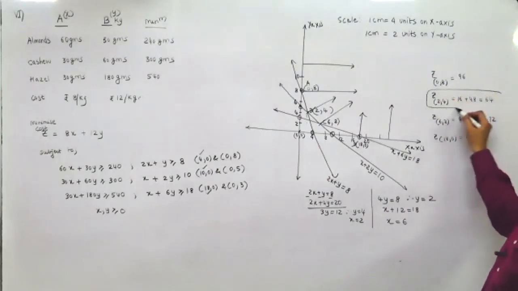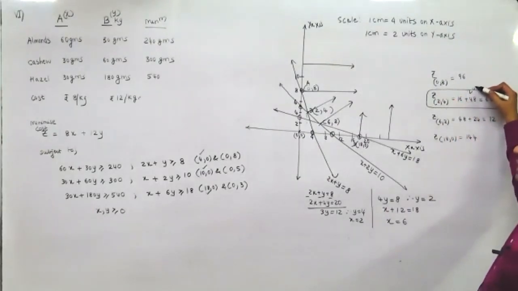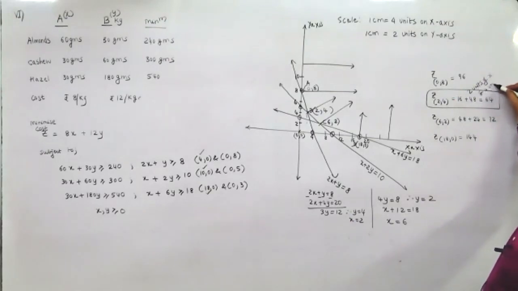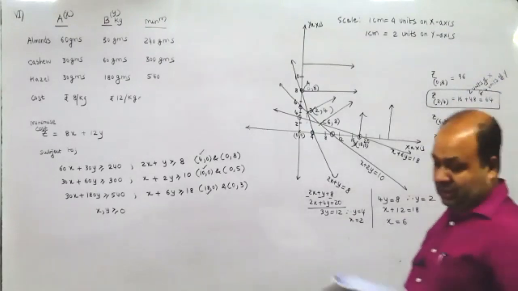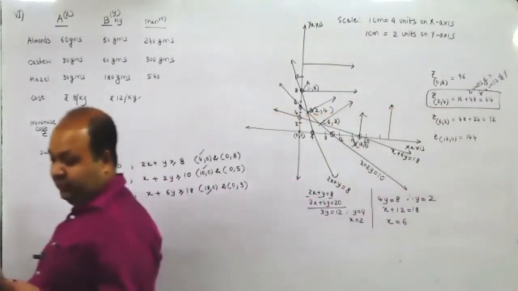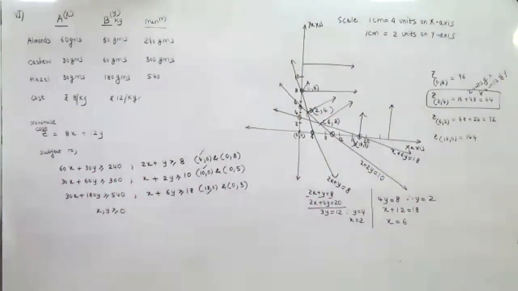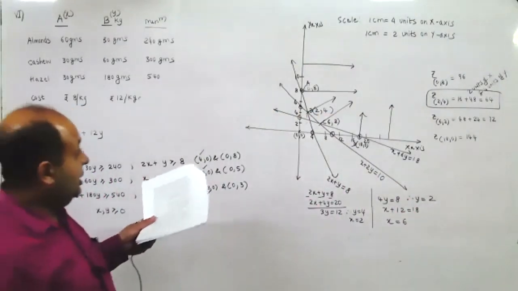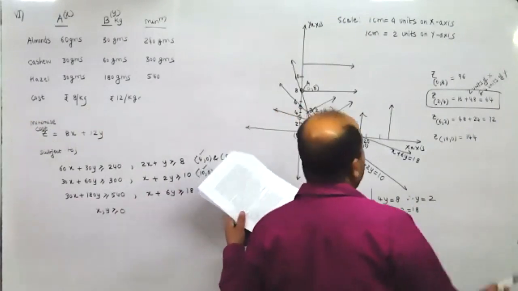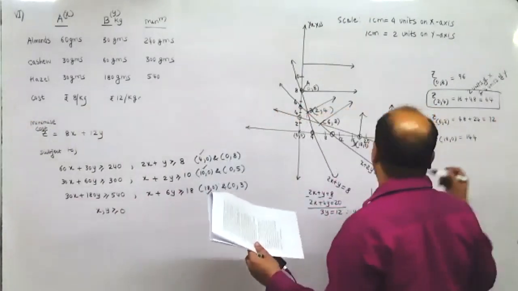Minimum cost is when 2 units of X and 4 units of Y are fed. Now 2 units of X and 4 units of Y should be mixed. That means 2 kgs of X and 4 kgs of Y.